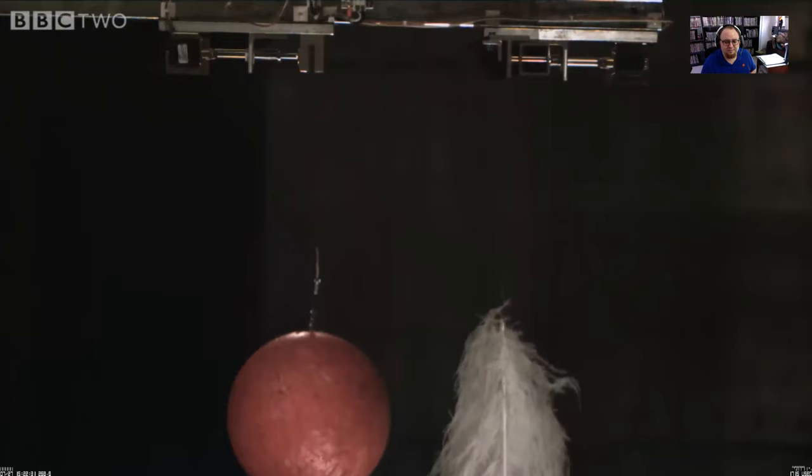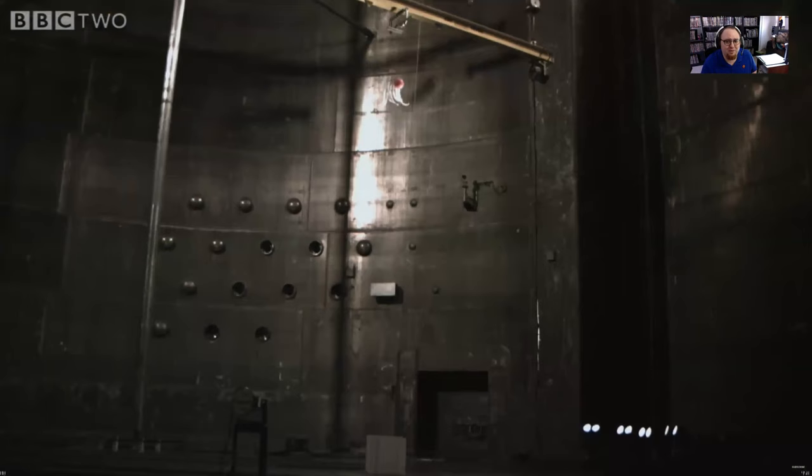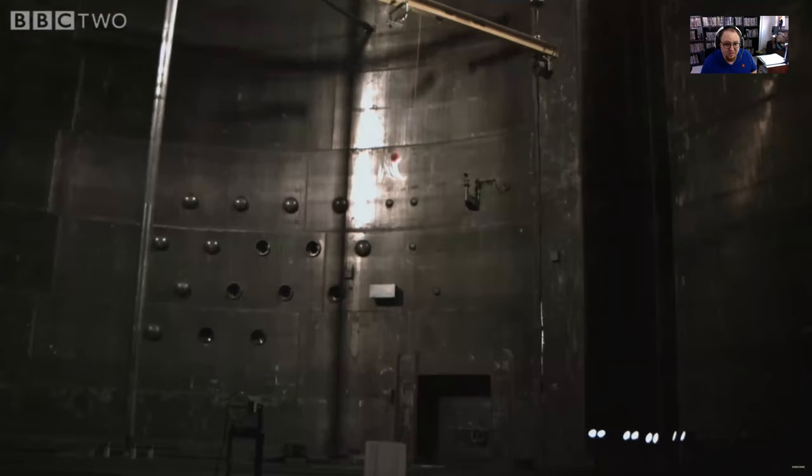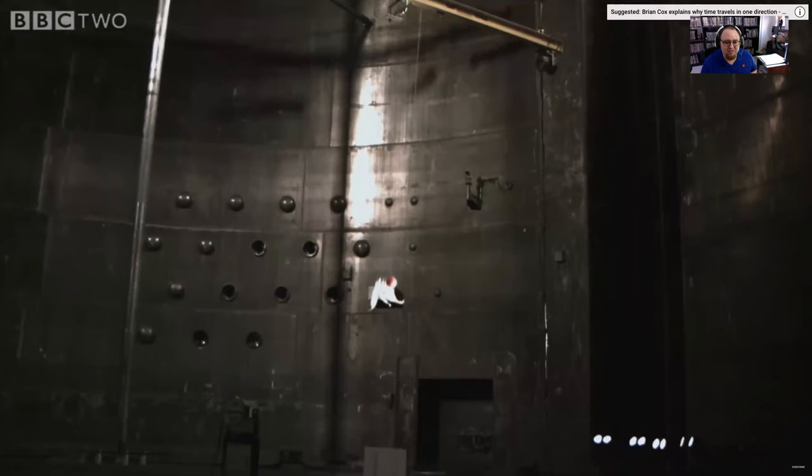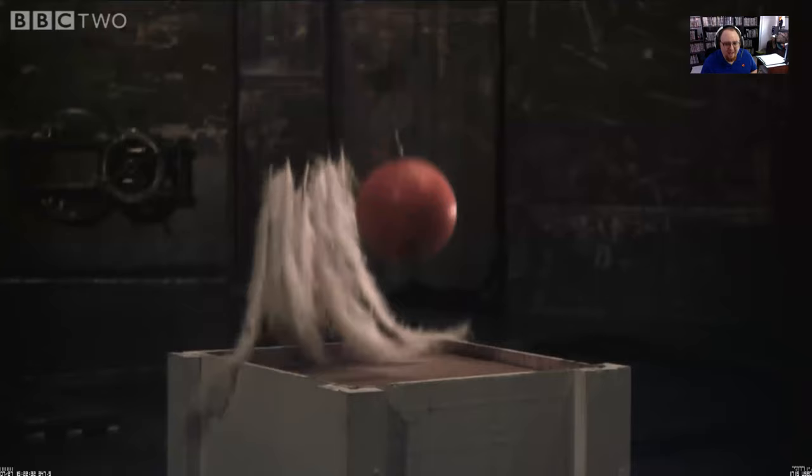When we simultaneously drop both these things, they fall together. The first time this was actually tested was on the moon. Someone dropped a feather and a hammer at the same time. With zero air resistance, everything accelerates downwards at 9.81 meters per second squared. Everything. It doesn't matter what it is.